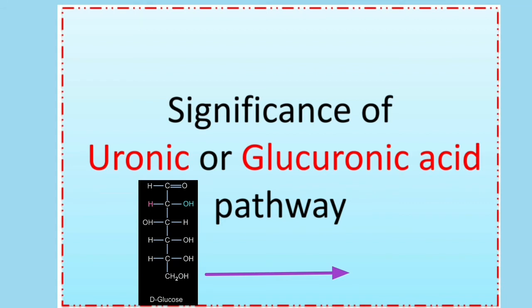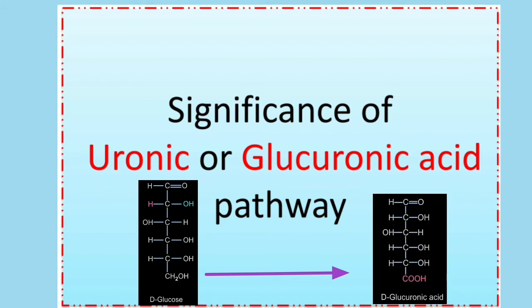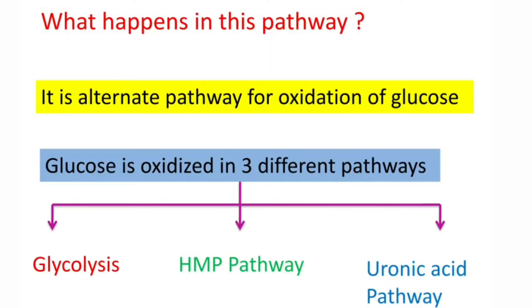This video is about the significance of the uronic or glucuronic acid pathway. So what happens in this pathway? It is an alternate pathway for oxidation of glucose. We know that glucose is oxidized in three different pathways: glycolysis, HMP pathway, and uronic acid pathway. The main route of oxidation of glucose is glycolysis. Second is the HMP pathway, and the third one is the uronic acid pathway.